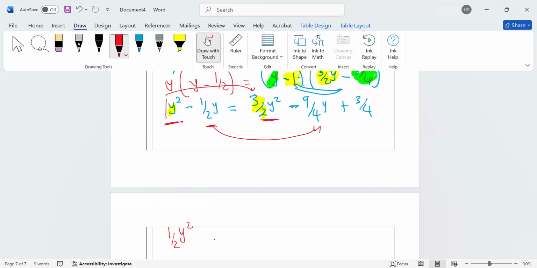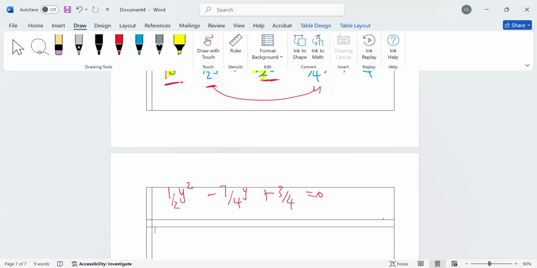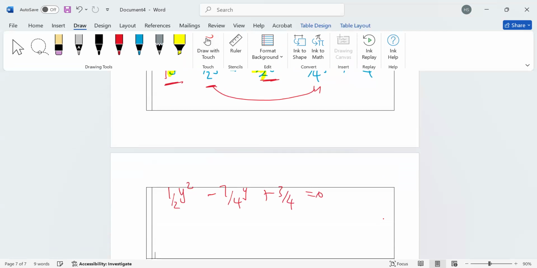7 all over 4, the answer. Yeah, negative 7. Minus 7 all over 4, y, plus 3 all over 4. This is equal to 0. The working coordinate that I got was y is equal to 1 over 2, or y.